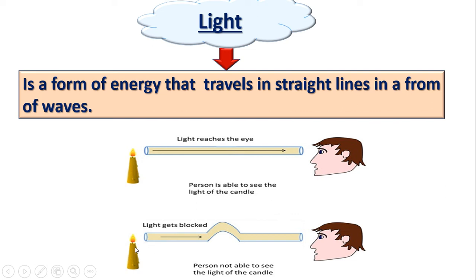Okay, look here. We will bend the pipe a very little, like that. Now, let's try to see the candle. Can we see it? No. Why? Because the light only travels in a straight line. It cannot move like that. The light just travels in a straight line in the form of waves. Super.